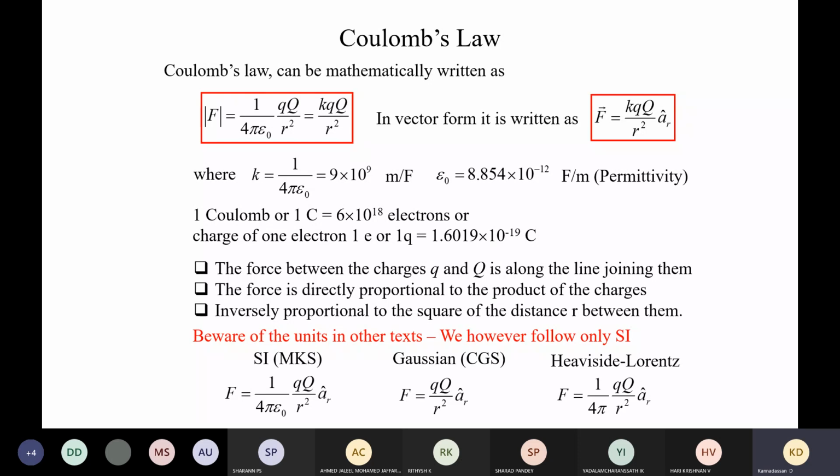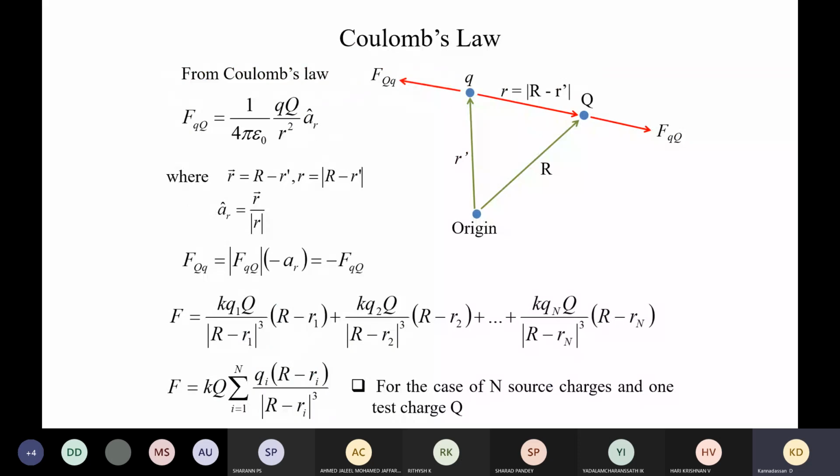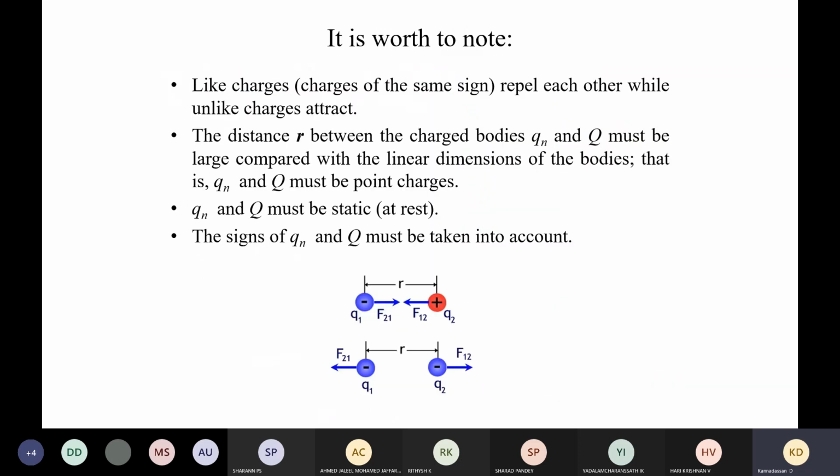This Coulomb's law can further be extended to the force due to multiple charges. Due to multiple charges, what is the force exerted on the test charge? That we can find. I think one example we have also solved with that, and some of the simple limitations are there, and those we have also seen.